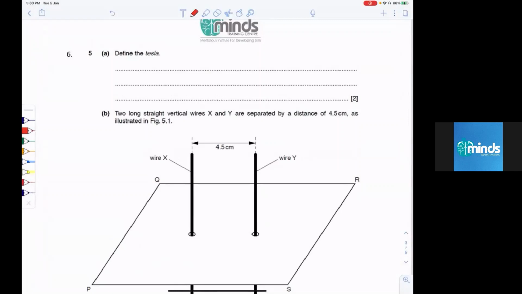Okay, so let's discuss the answer for this question. The question says: define the Tesla. So you must have defined the Tesla. Let me solve this question. Then I will try to define the Tesla in another way that actually suits this question.